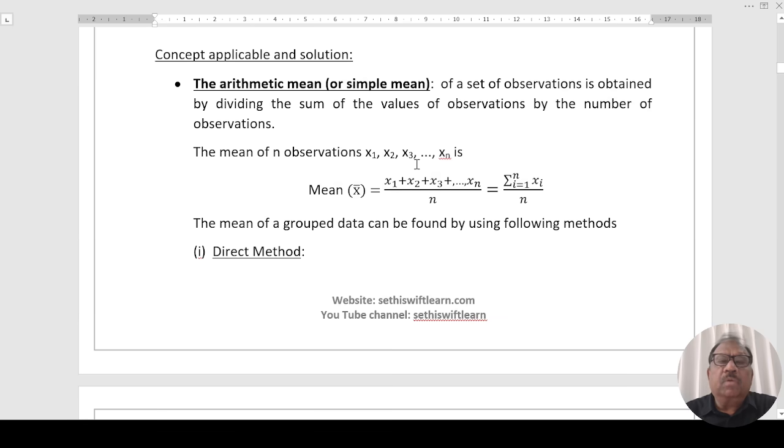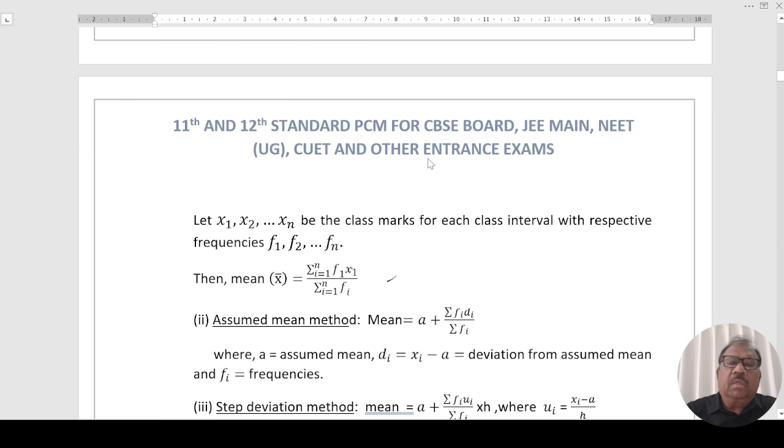Concept applicability and solution. Arithmetic mean for ungrouped data is summation xi upon n. There are three methods. One is the direct method.